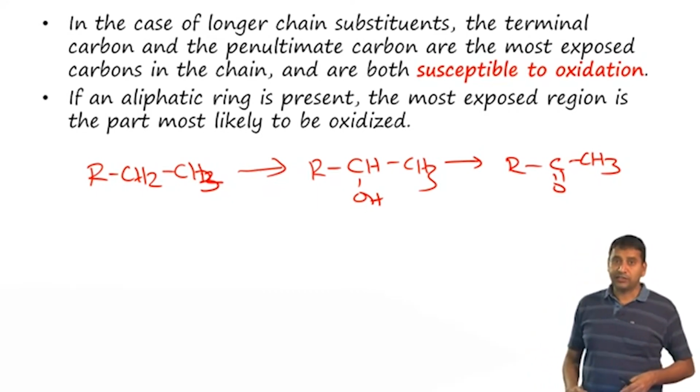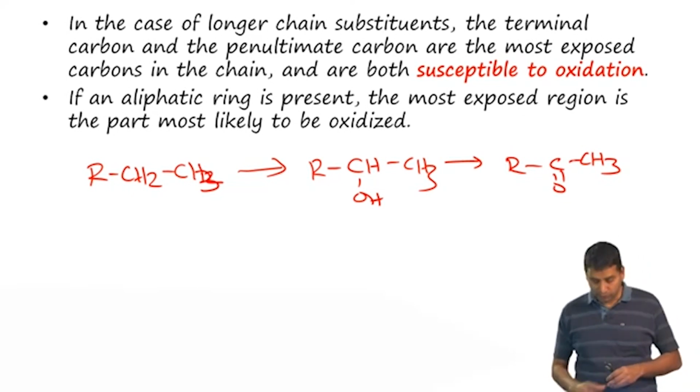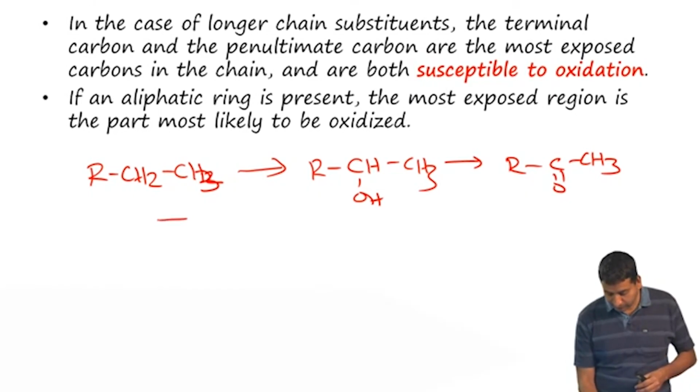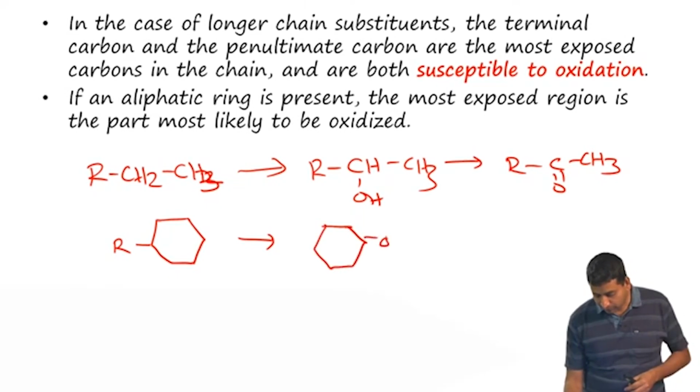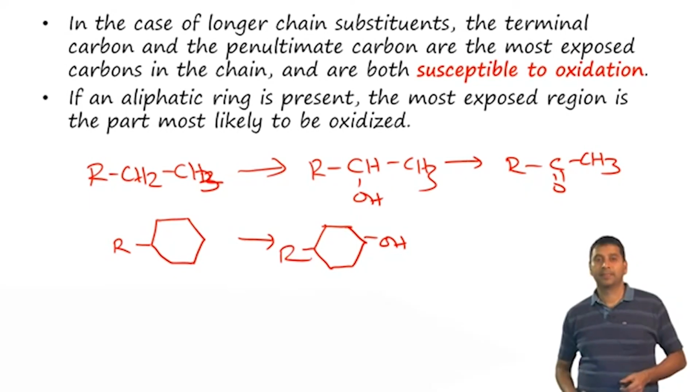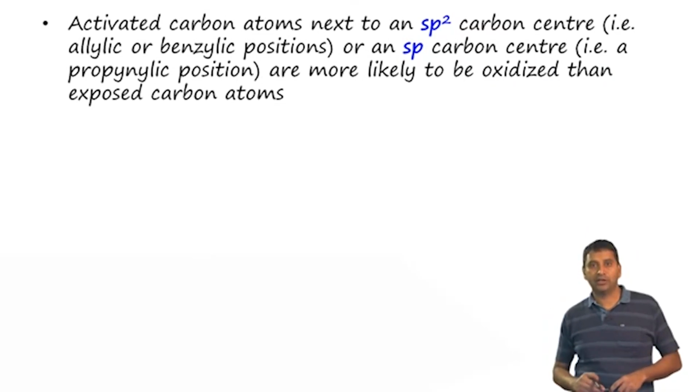In a cyclic system such as an aliphatic ring, the most exposed region is more likely to be oxidized. So, if you have an example of a cyclohexane ring as shown here, it can undergo oxidation to the corresponding alcohol. Okay. You can also have sp2 centers, and these sp2 centers like allylic or benzylic positions can be susceptible to oxidation and they are more likely, or if they are also next to an sp carbon center.